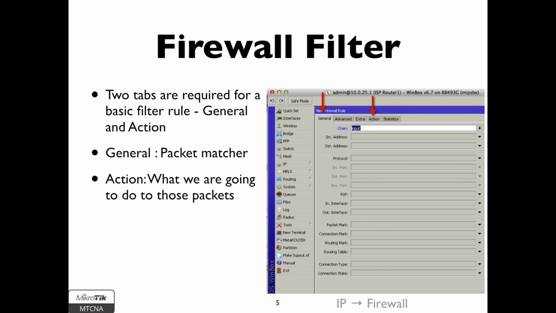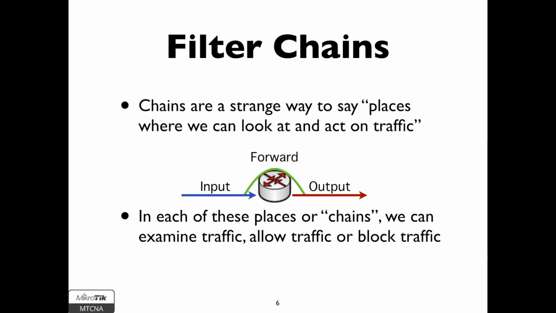So a while ago we talked about filter chains. And so now I think it's an appropriate place to talk about what are these chains, what do they mean, and so we'll do that now. Chains are, I like to say, a strange way to say places we can look at and act on traffic, and there are 3 default or built-in chains in RouterOS.